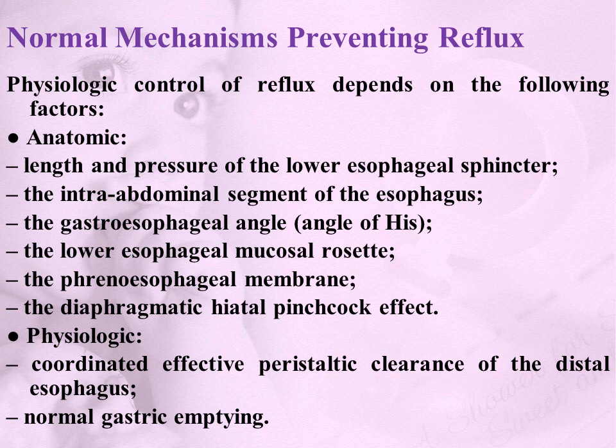There are some physiological factors to prevent the reflux. The anatomic factors are mainly the length of the lower esophageal sphincter, the intra-abdominal part of the esophagus, which is 2 to 3 centimeters intra-abdominal, the acute gastro-esophageal angle, and the phreno-esophageal membranes at the esophageal hiatus, and also physiologic factors like effective propulsive peristalsis, pushing the esophageal contents, food and saliva downwards.